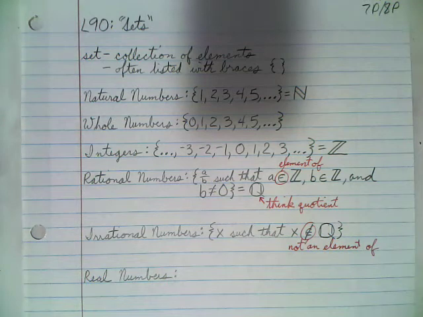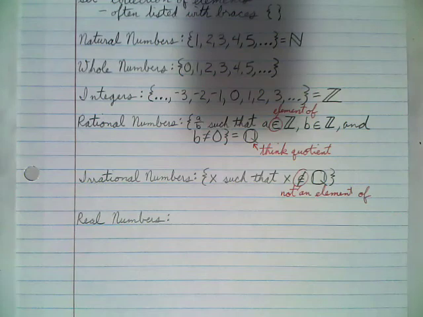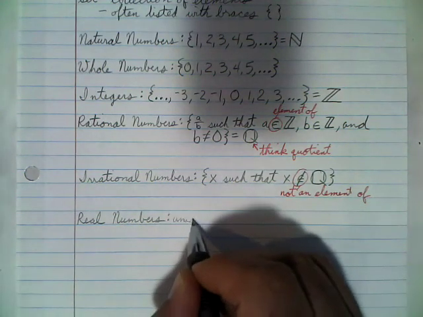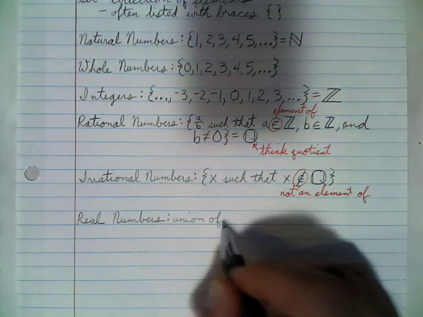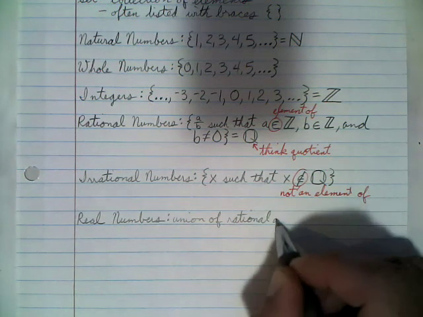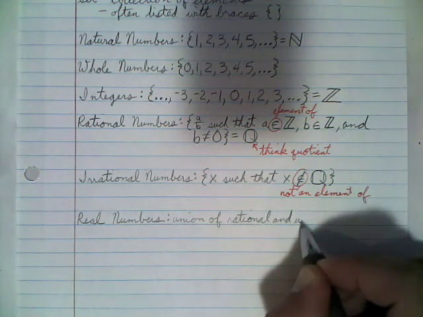So it's got to be a decimal. But it can't be a terminating decimal, which means it's infinite. And it can't be a repeating decimal, which means that it's infinite and non-repeating. So irrational numbers would be like pi. They keep going on and on forever, but they never repeat. And finally, that leads us to the real numbers. And the real numbers are actually a union of the rational and irrational.